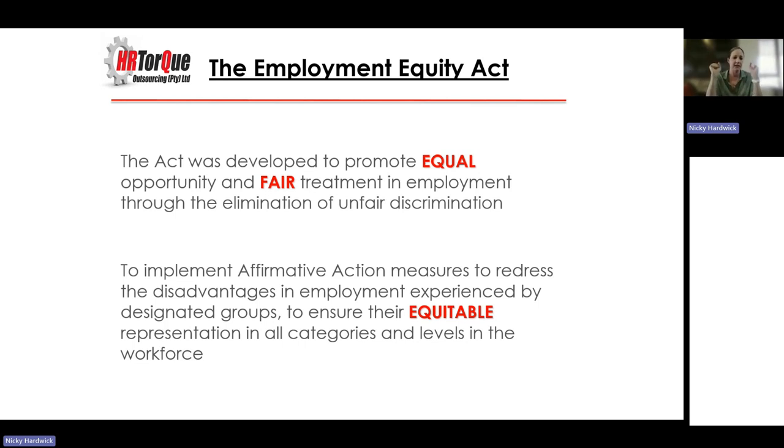So there are two elements to the Act. The first is the elimination of unfair discrimination, which applies to all employers in South Africa. So regardless of whether you're designated or you're not, there is an expectation for every single employer to eliminate unfair discrimination. Okay. Then the second element, which really only applies to designated employers, okay, which is anybody over 50 employees, as well as those that are under 50 but have a turnover greater than that in Schedule 4, which is basically the implementation of affirmative action measures to ensure that anything within your business that is creating a barrier to employment equity is fixed.